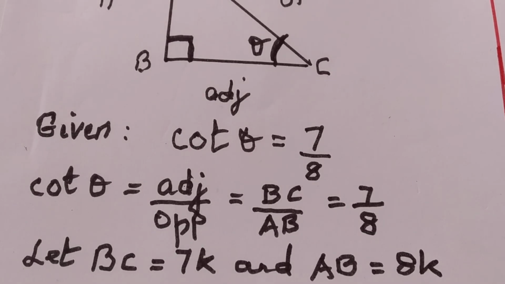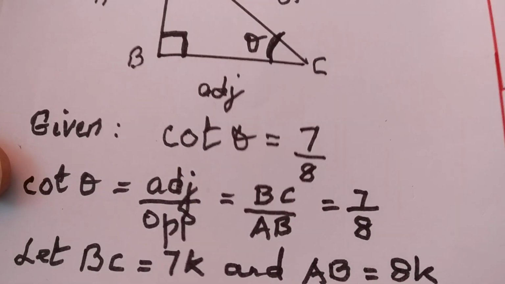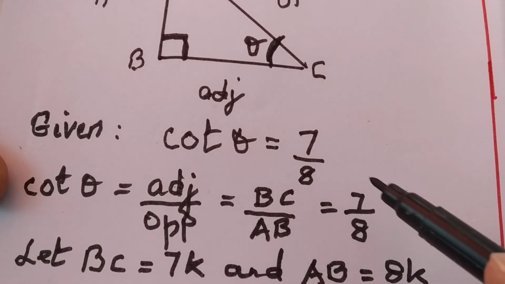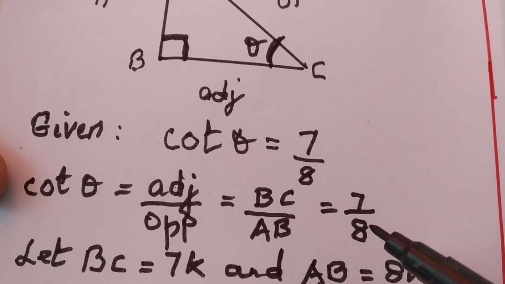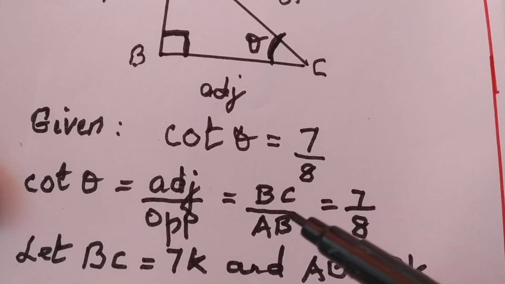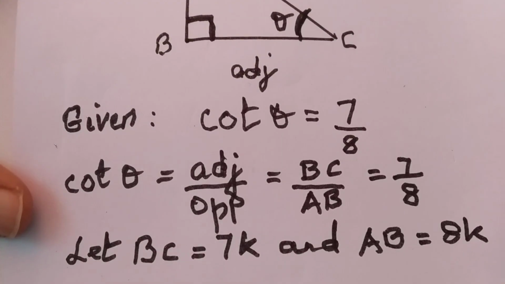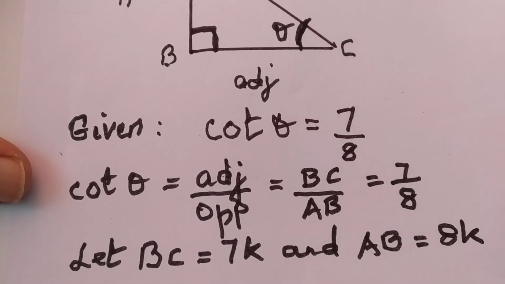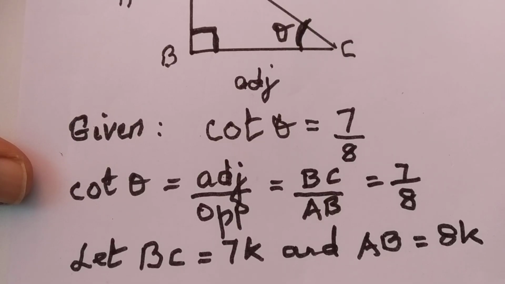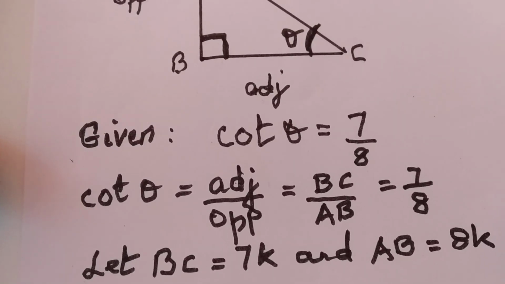In the previous sessions, if you remember, we had said we will not be taking something like BC is equal to 7 and AB is equal to 8. Rather, we will introduce a constant K and say BC is equal to 7K, AB is equal to 8K. So going by that, let BC be equal to 7K and AB be equal to 8K.